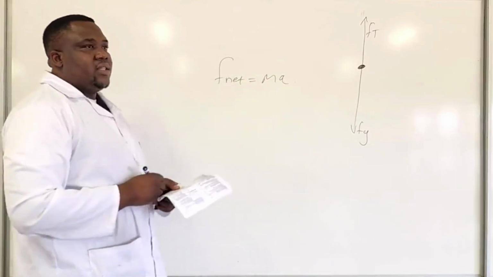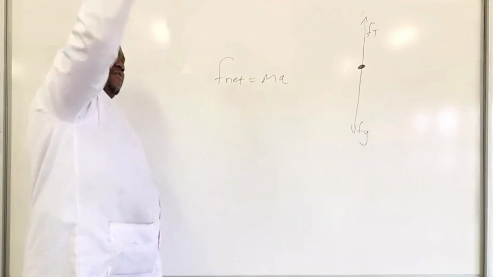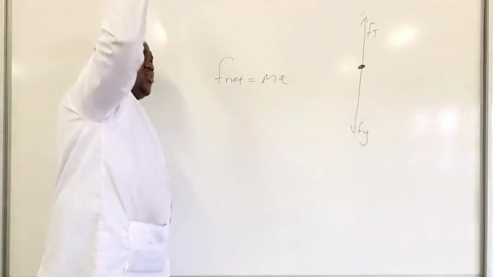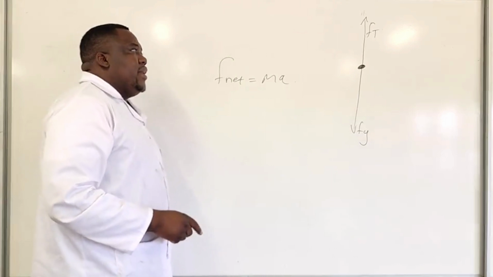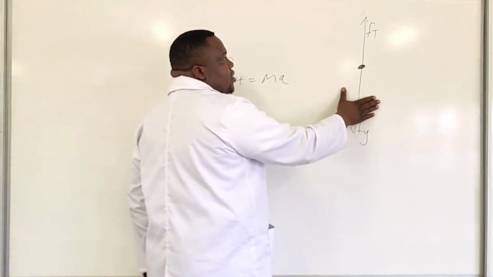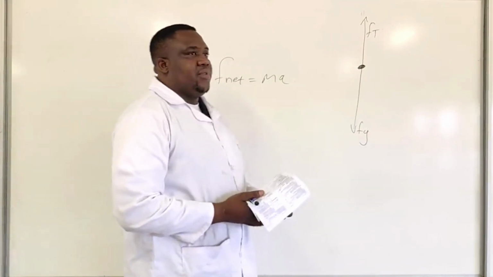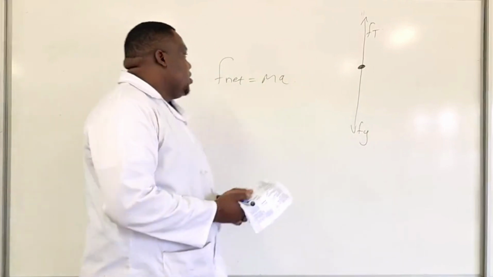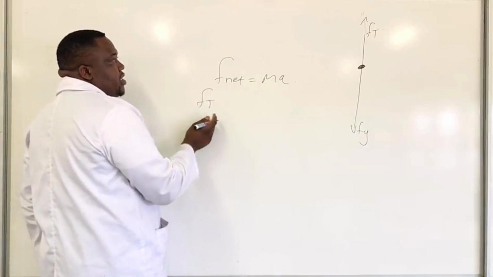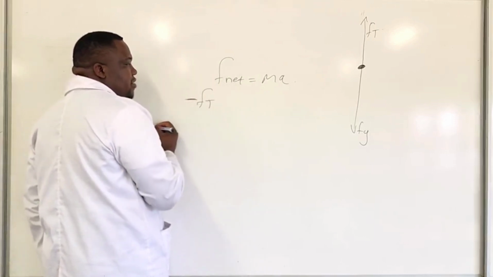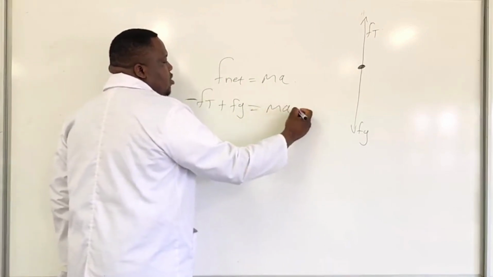For F net, we focus on forces that are vertical only. What are the forces that are vertical there? It is these two forces, the tension force and the gravitational force. So F net is the forces that are vertical only. Our F net is going to be tension, going up, which you can make negative, and gravitational force going down, which you can make positive. It is equal to ma.